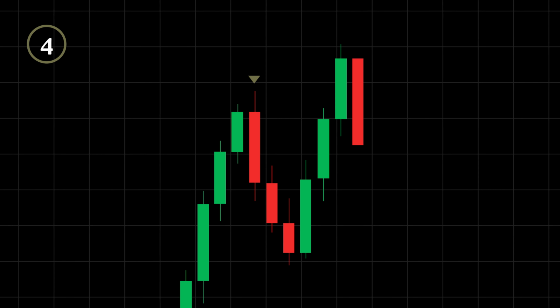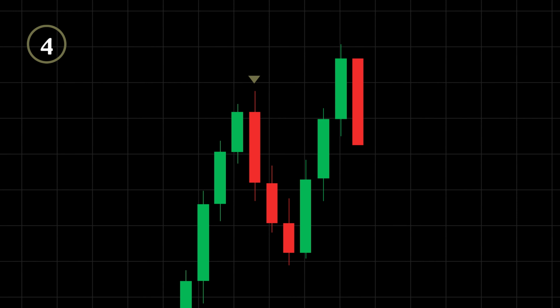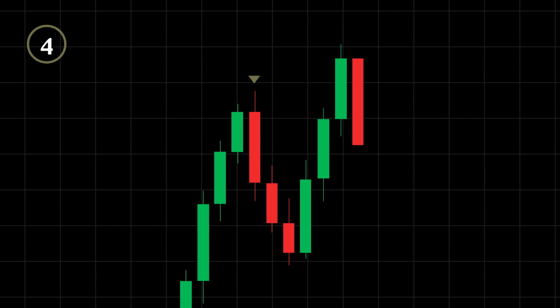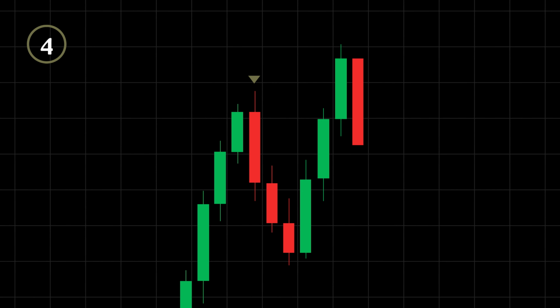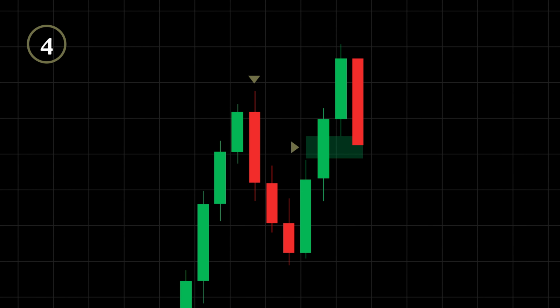But here's where it gets interesting. Even if a bullish candle does manage to close above the liquidity level, that doesn't completely rule out a liquidity sweep. We need to observe where the last bullish fair value gap, FVG, was formed.